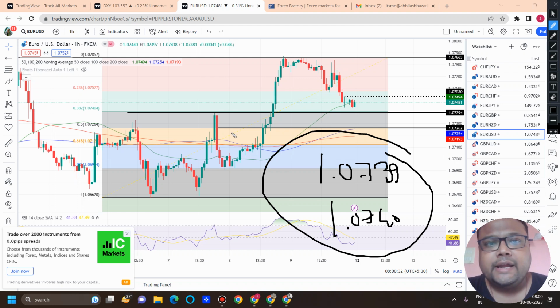Why are we considering this area as a support here? Because we can see that we have a previous resistance which will be acting as support.